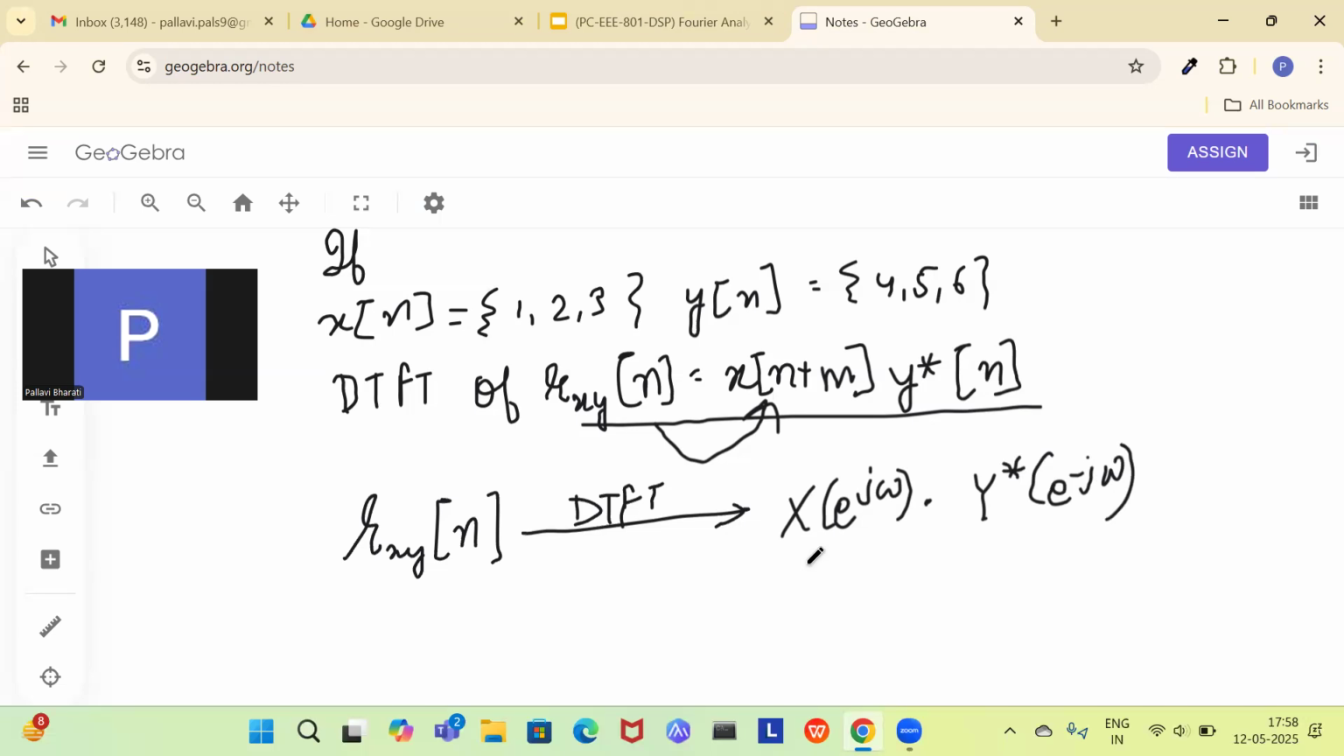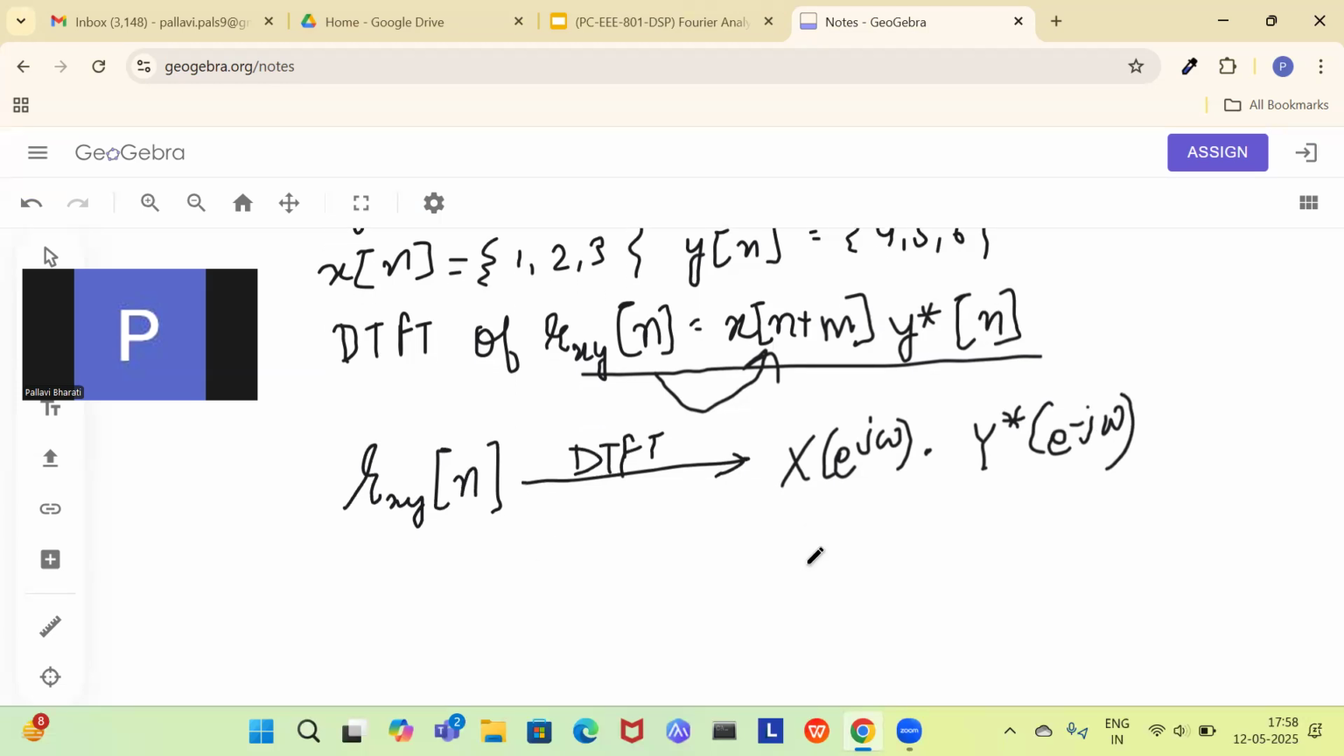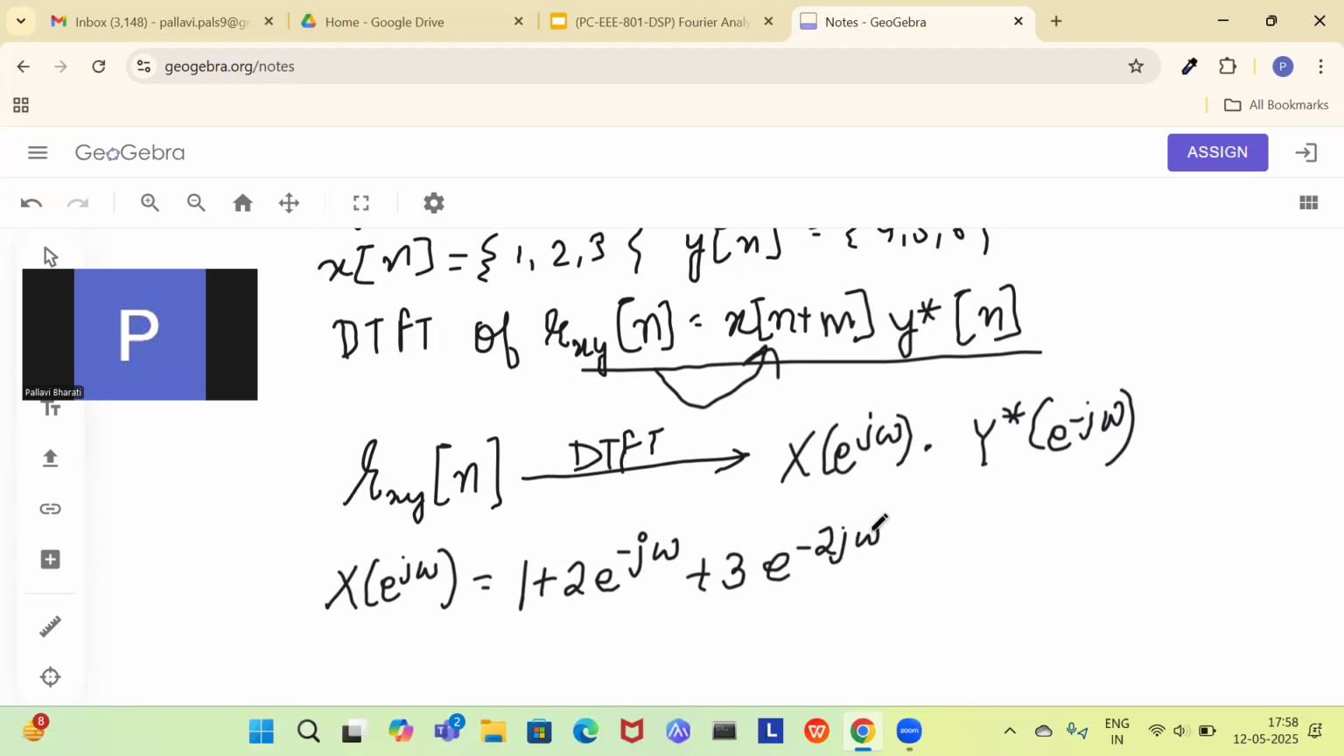So, what is our question? x of n is given to us. We can easily find X of e to the j omega now. It will be 1 plus 2 e to the power minus j omega plus 3 e to the power of minus 2 j omega. How am I getting this? I think everybody knows it.